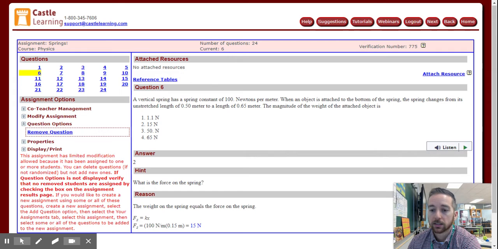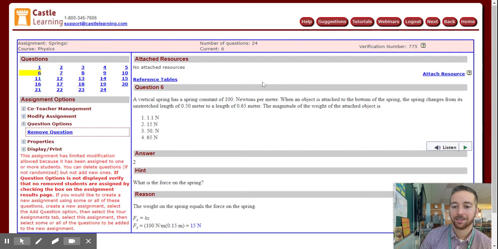Question 6, a vertical spring has a spring constant. All right, so they gave us K equals 100. The spring changes from an unstretched length of 0.5 to 0.65. So this is, I think, similar to question 2. So you're not going to use either of those numbers. You're going to use the change. Oh, my light's timed out. So that's why the distance here is 0.15. So you get 15 newtons.